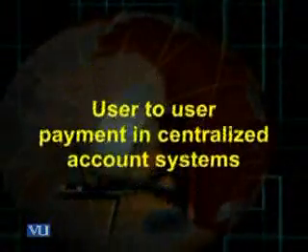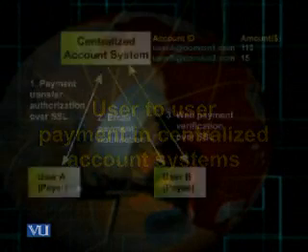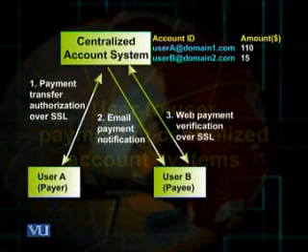Now with this brief background, I would like to show you the slide. You can see on the screen there are 3 entities. User A, the payer who has to make the payment, say a client or a customer. On the right side, user B, the payee or the merchant to whom the payment should be made. And at the top there is the centralized account system, the online bank which would carry out this transaction.